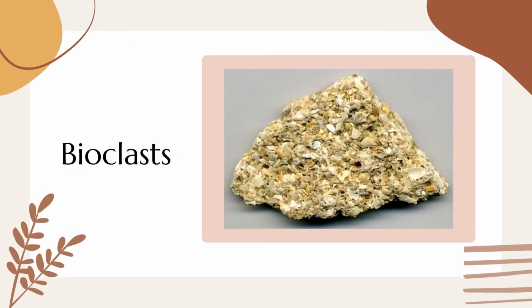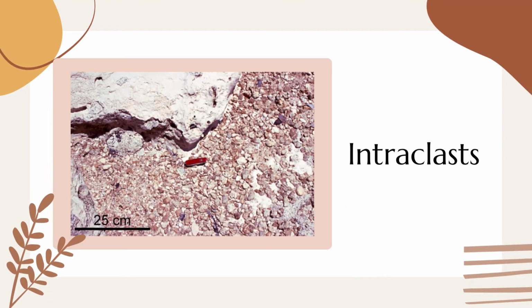Bioclasts are particles, grains, or pieces of organisms, such as fragments of shells or bone. Put another way, bioclasts are grains of biogenous sediment. Seashells, which are made of calcite and aragonite, are common bioclasts in clastic limestone. You will also sometimes see the term intraclast.